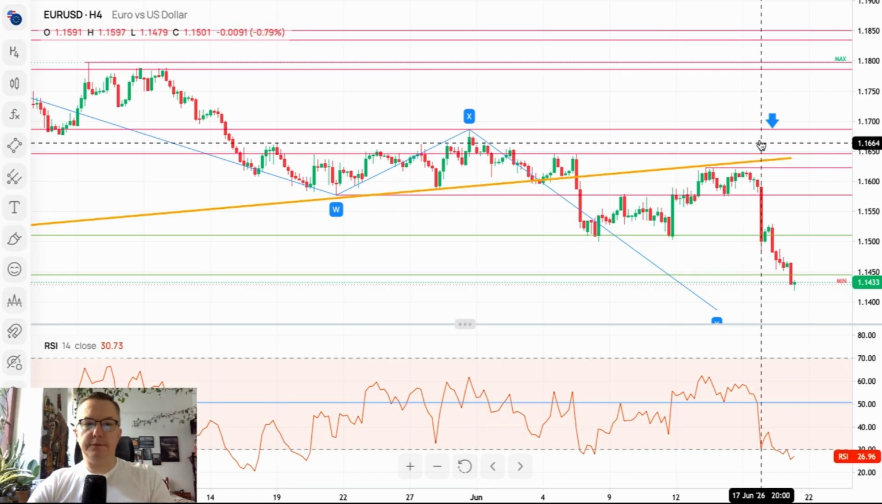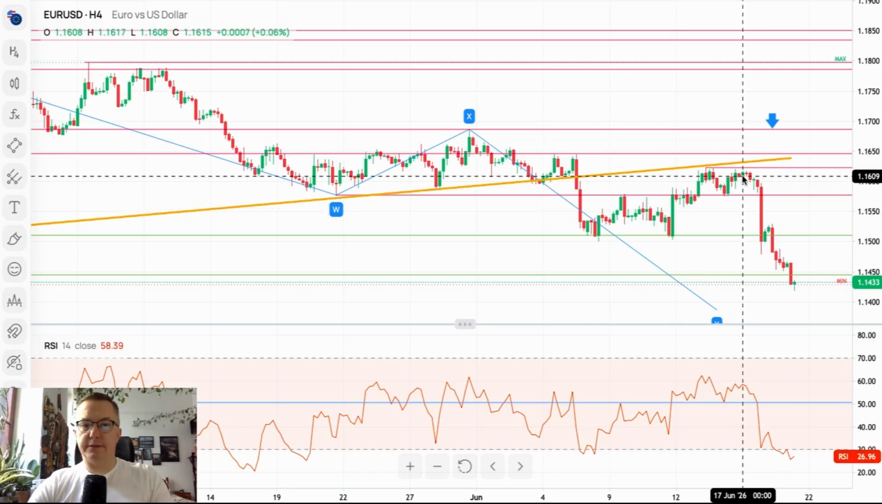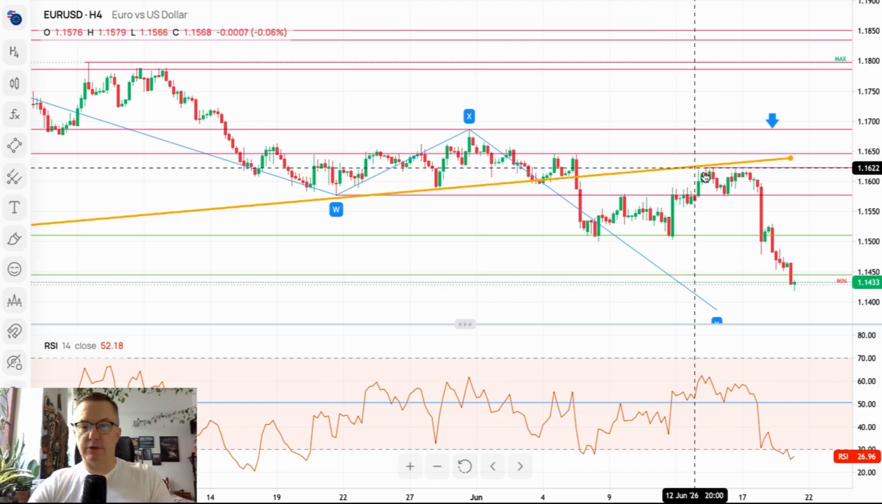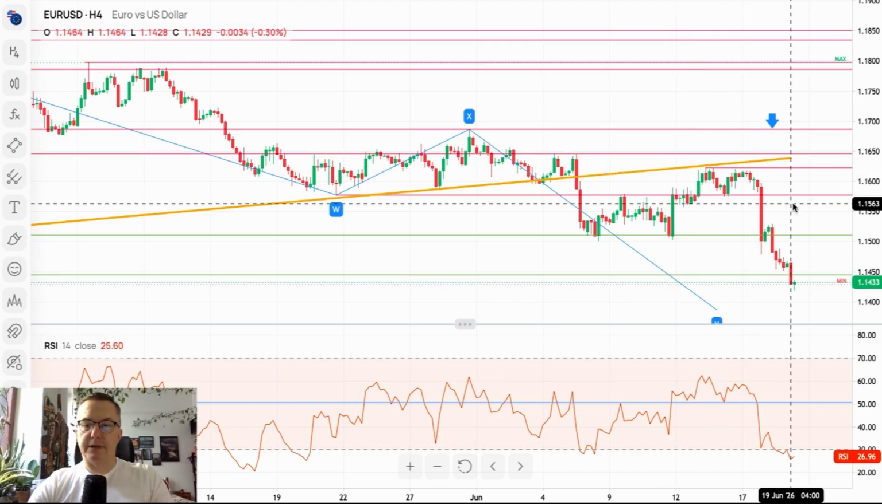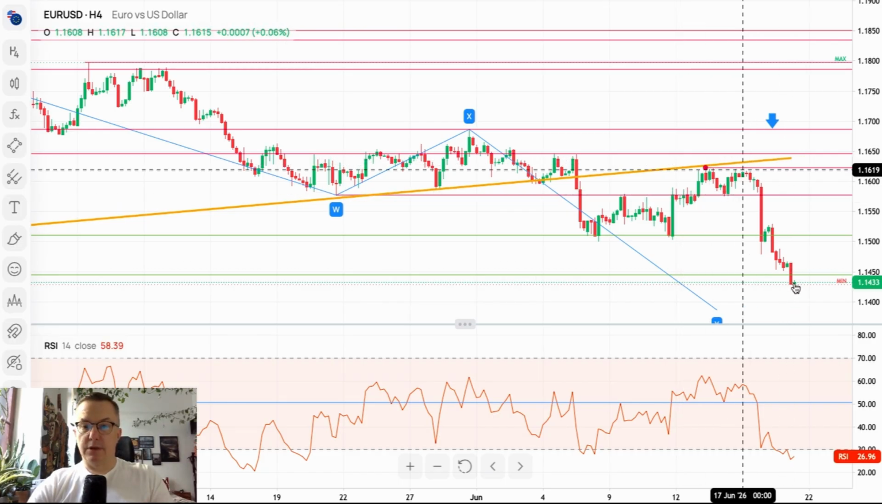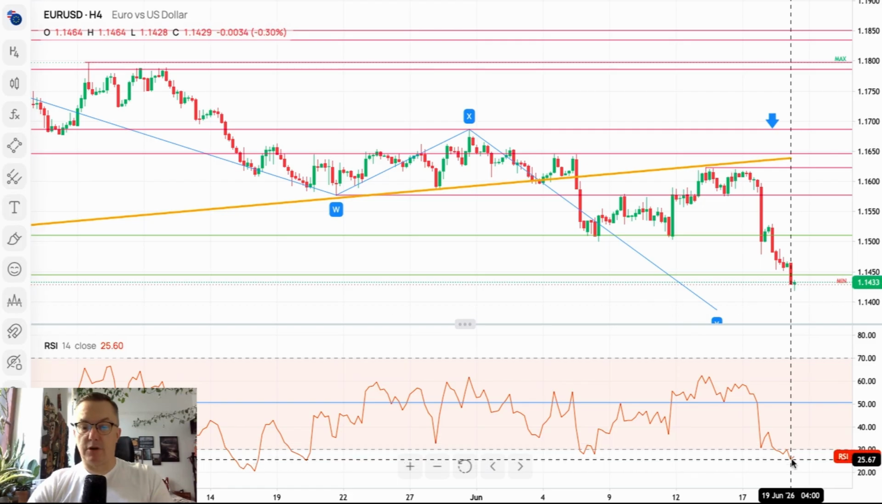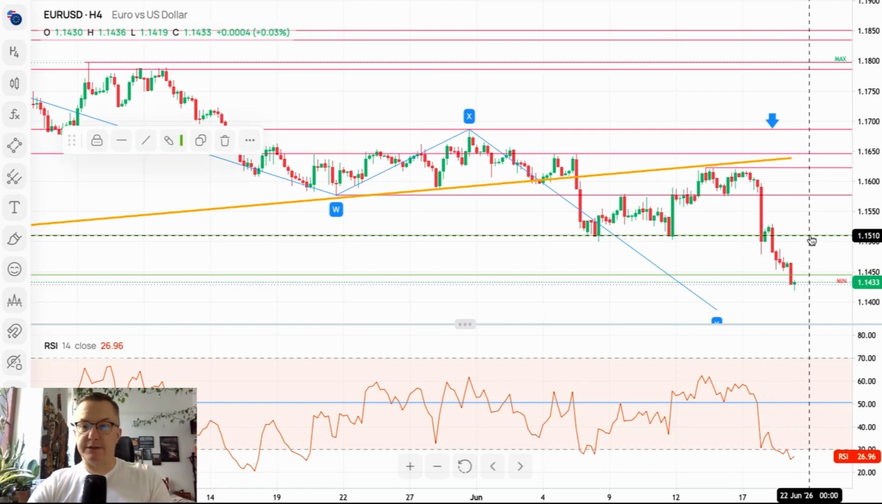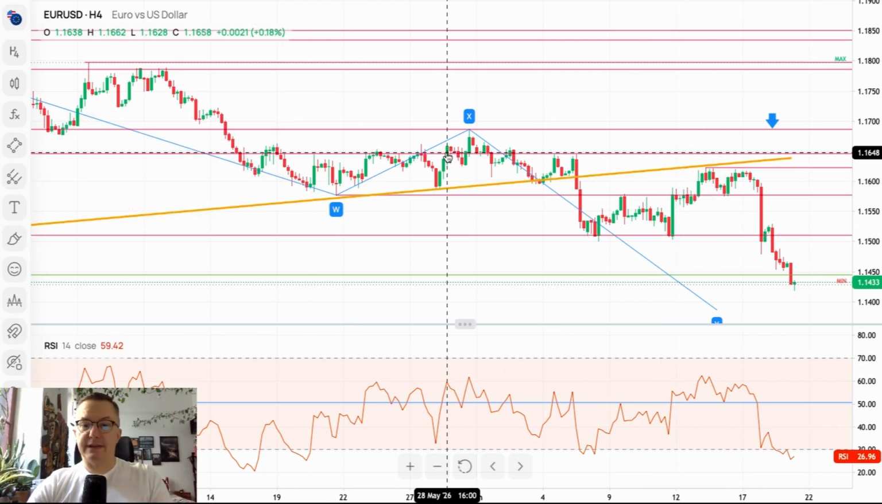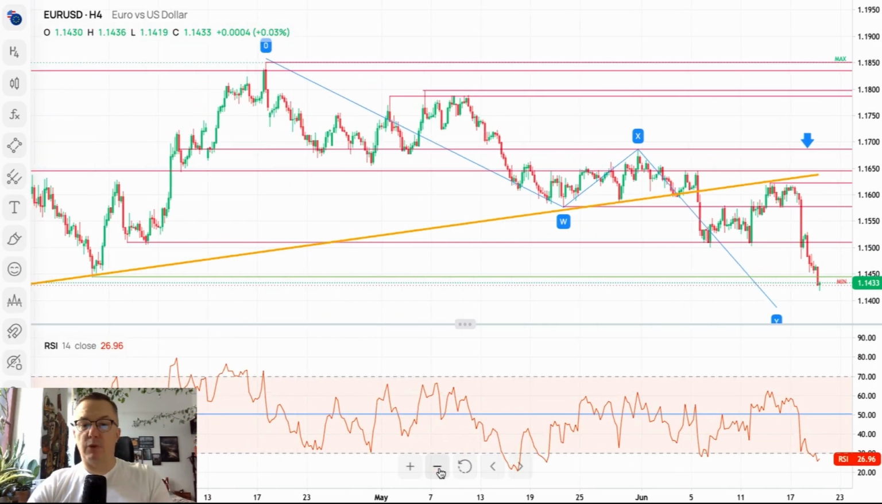Euro dollar is moving lower after rejection of 1.1622 and the lower channel line or lower trend line. Local low was made not so long ago at 1.1419, so a big move to the downside into extremely oversold market conditions. So we might see some kind of a bounce here sooner or later. The level of 1.1510 will now act as the technical resistance.